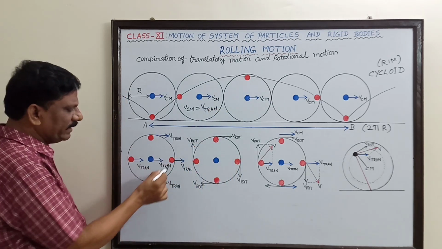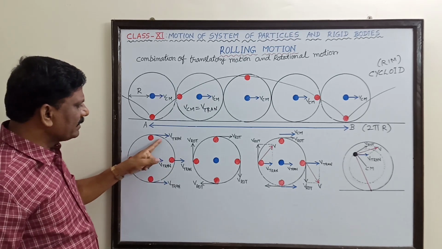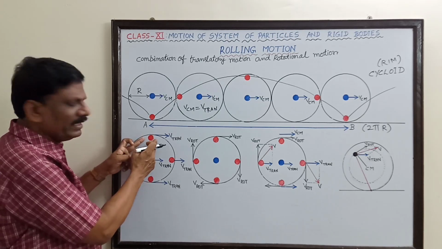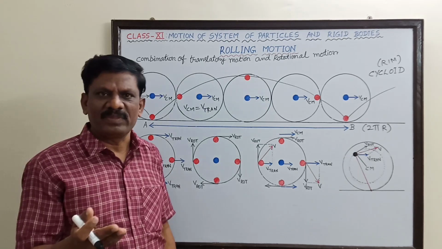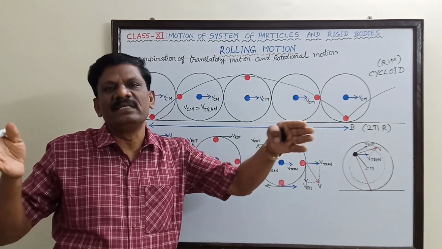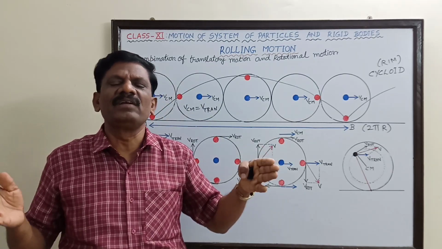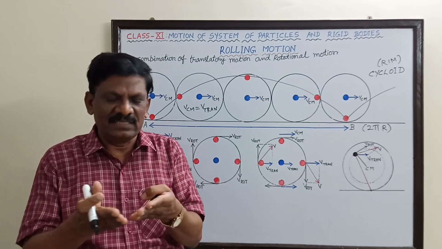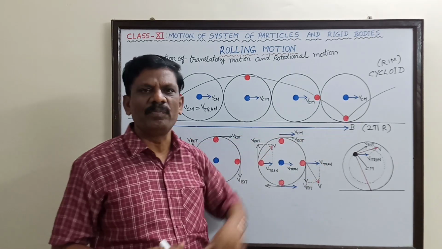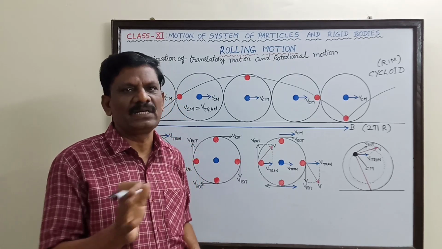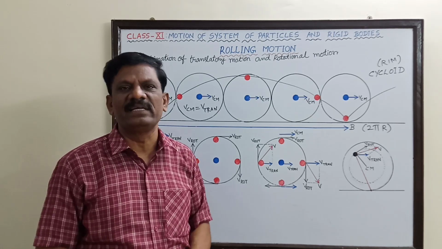In this picture I have shown the translatory velocity of all the particles. All the particles on the rim as well as in between the rim and the center will have the same translatory velocity, because they take the same time to travel a distance equal to 2 pi r. When the wheel completes one full rotation, the distance traveled by all particles, be it at the center or at the outer edge, must be equal to the circumference of the wheel, that is 2 pi r. Therefore, all particles, whether at the center, at the rim, or in between, have the same translatory velocity.